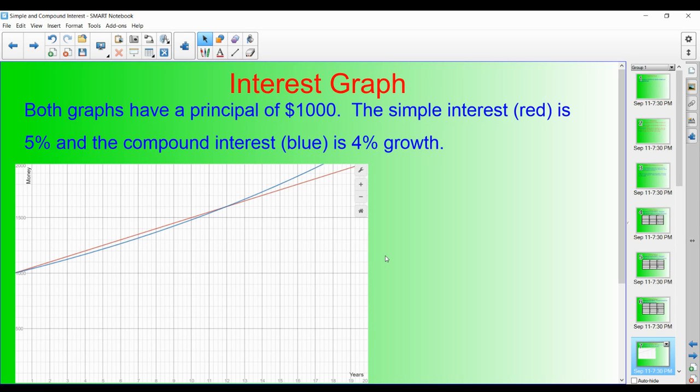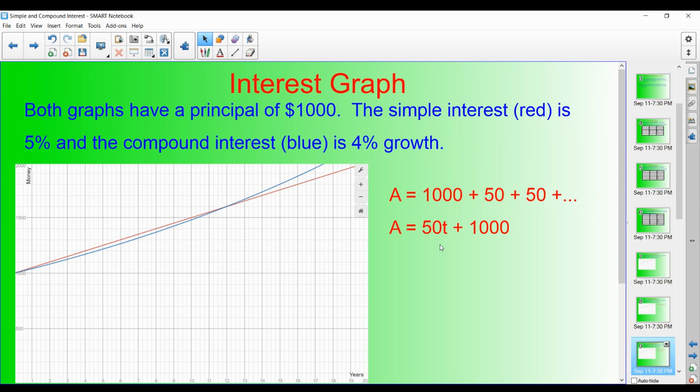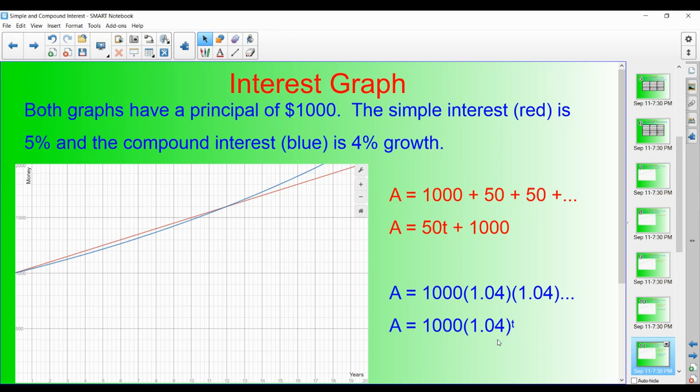Now, to calculate the formula for this, to figure out how much money I have, simple interest we see goes up by 50, so it's linear. So our slope is 50 and our starting point was 1,000. So A, which is our final value, is 50t + 1,000. And compound interest, we take and multiply by an additional 4% over and over again. So our final amount is an exponential function where we have to multiply by 1.04 t times.